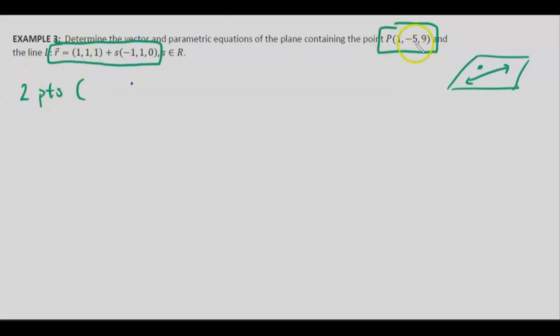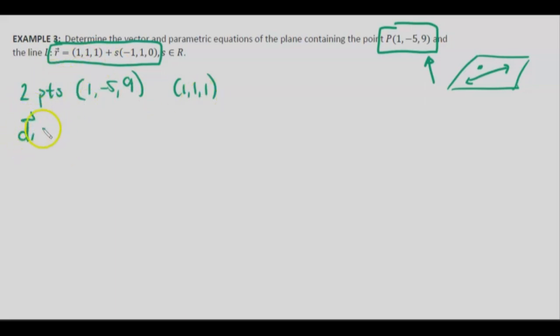We have the point 1, -5, 9. And we have the point 1, 1, 1. If this question tells us that our plane includes this point, so that's included. And if our plane includes this line, then 1, 1, 1 obviously also is included on our plane. So let's find a direction vector between these 2 points.